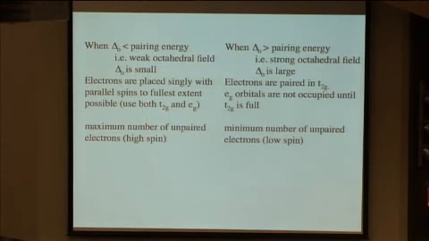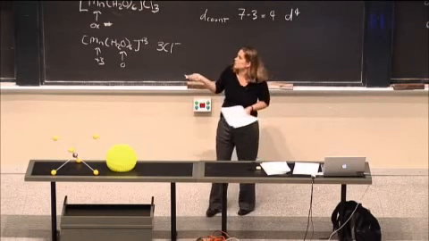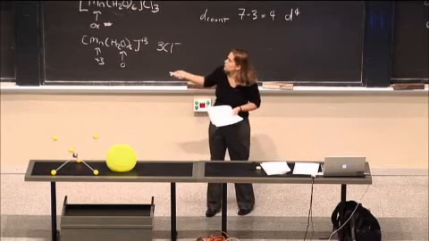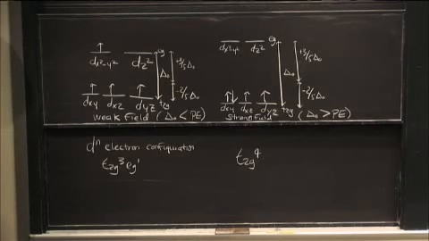So the net result of this is for a weak field, you have the maximum number of unpaired electrons. You have 4 electrons. All 4 are unpaired. So that's the maximum number of unpaired electrons. And this is referred to as high spin. And in the other case, you have the minimum number of unpaired electrons that you can have. And so you have this one set that's paired here. So that would be considered a low spin case.